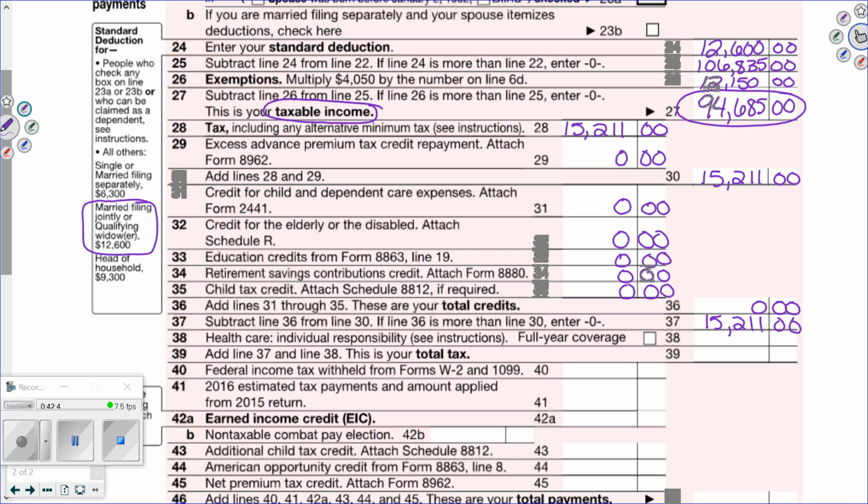Line 38, healthcare, individual responsibility. Did they buy any individually? Nope. Line 39. Add lines 37 and 38. This is your total tax.